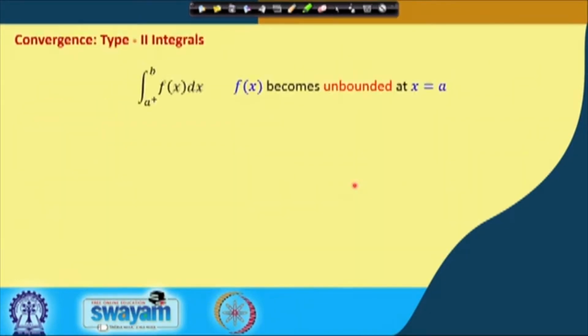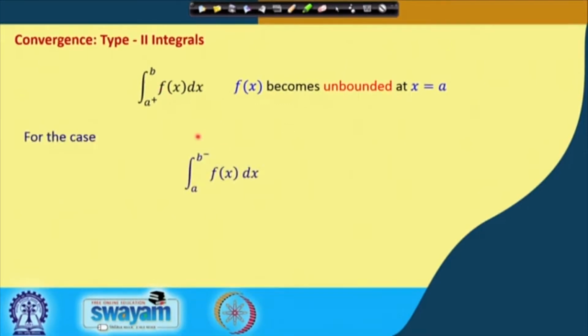To start with, to remind you, we have these type 2 improper integrals, and we will be using this notation: a plus means that f(x) becomes unbounded when x goes to a. Similarly, when we use b minus, that means f becomes unbounded when x goes to b.